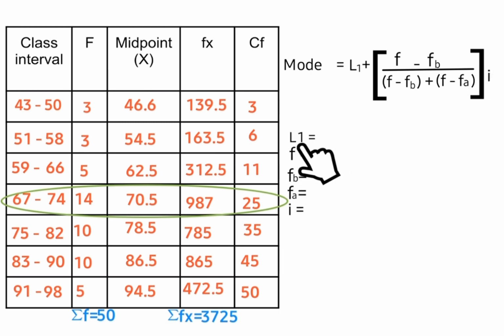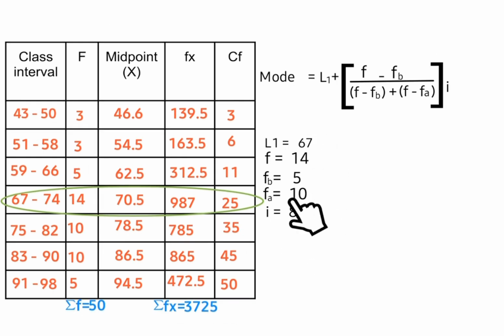So let's trace the values for each of these variables. Our L1, we did say, is the lower class limit of the modal class. F1 is the frequency of the modal class, which is 14. FB is the frequency before the modal class, which is 5. FA, the frequency after the modal class, is 10. i, we did say, is the class width. Remember we got 8. Now we substitute each of these values into our formula.